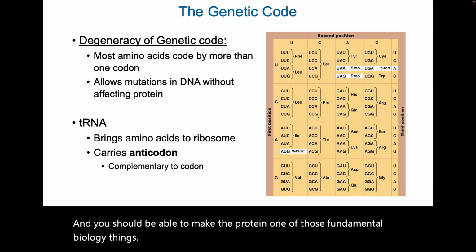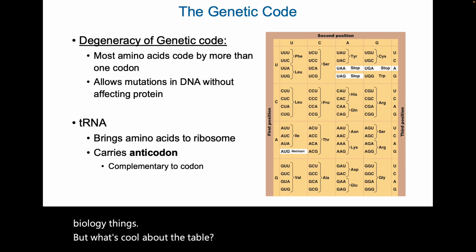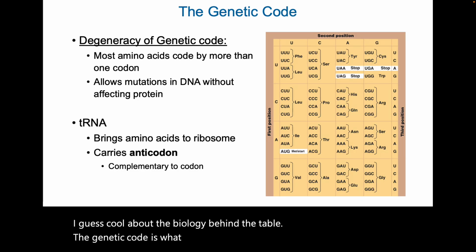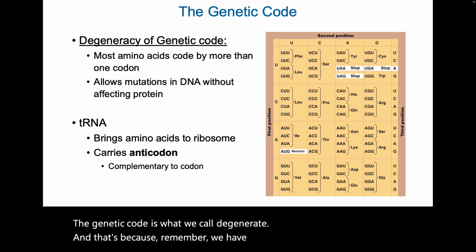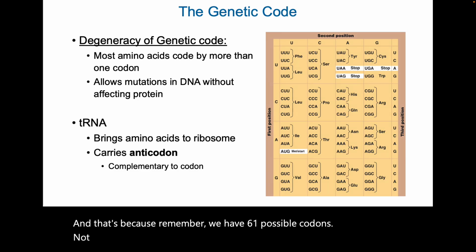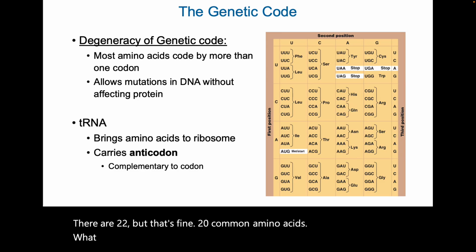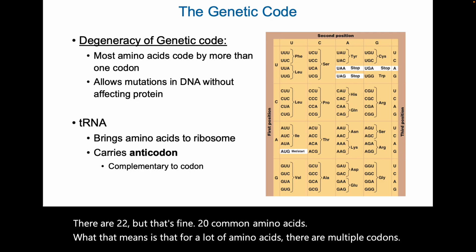But what's cool about the table, I guess, cool about the biology behind the table. The genetic code is what we call degenerate. And that's because, remember, we have 61 possible codons, not counting the 3 stops. We have 61 possible sense codons, but we only have 20 common amino acids. There are 22, but that's fine. 20 common amino acids. What that means is that for a lot of amino acids, there are multiple codons that could give you the same amino acid.